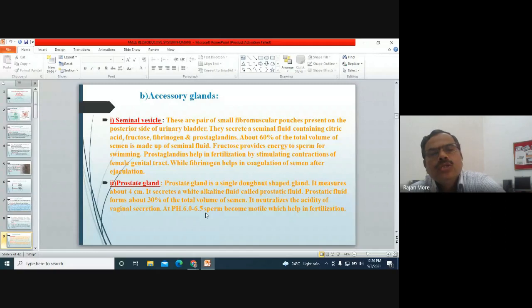Accessory glands include the three. First is the seminal vesicle. The seminal vesicle is a pair of small fibromuscular pouches. The secretion of the seminal vesicle, called the seminal fluid, contains citric acid, fructose, fibrinogen, and prostaglandin. The fructose gives energy to the sperm.